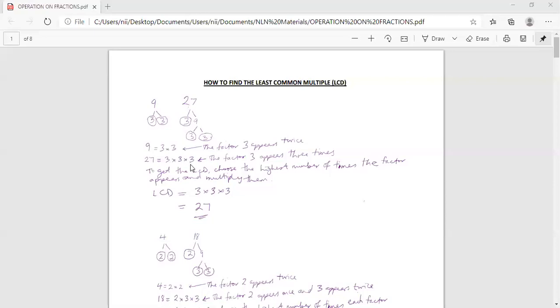So as I said, to get a least common denominator, you need to choose the highest number of times it appears. So between 9 and 27, the highest times that 3 appears in the factorized form is 3 times. So we have LCD equal to 3 times 3 times 3, and that gives me the 27, right? So 27 will be the prime factorization and the LCD for 9 and 27. All right, let's try another one here.